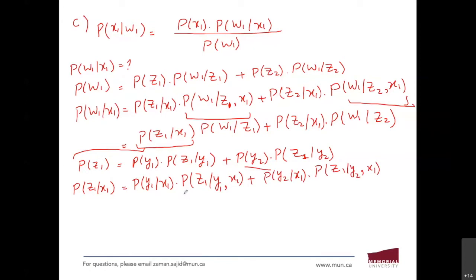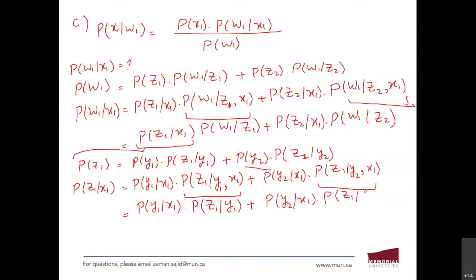Now using the Markovian condition, as I mentioned, y is the parent of z. So these two terms can be simplified again. That will be equal to the probability of y1 given x1, times this term, which due to the Markovian condition can be written as z1 given y1, plus the probability of y2 given x1 times the probability of z1 given y2.